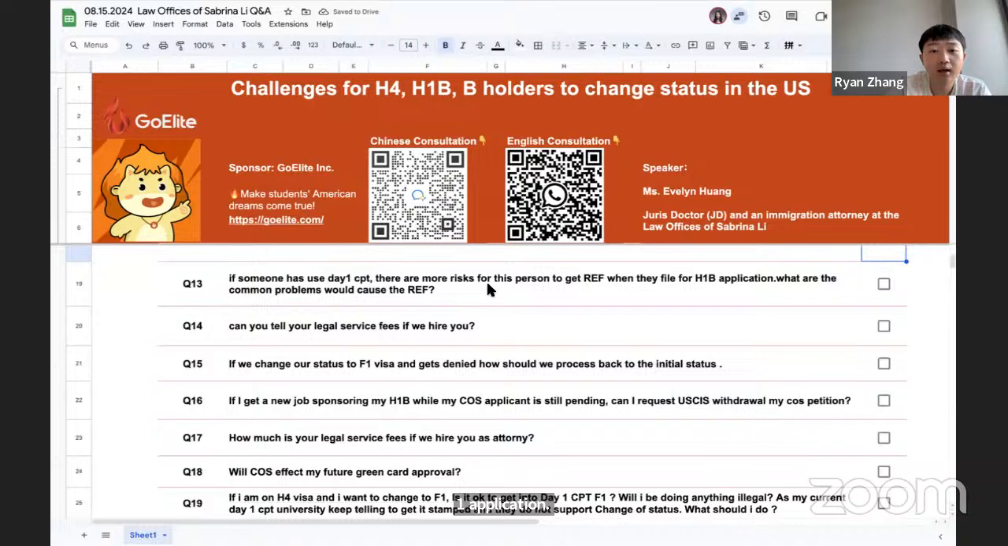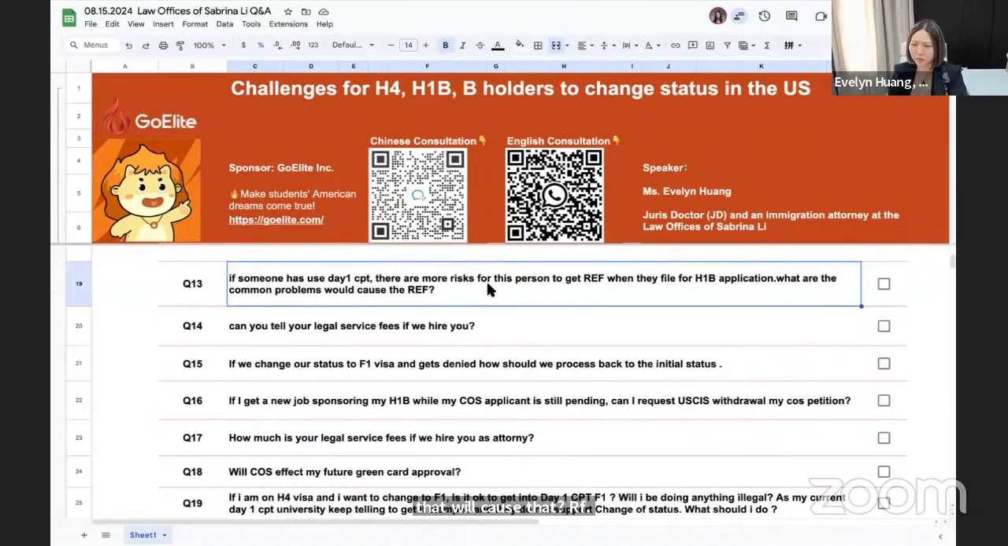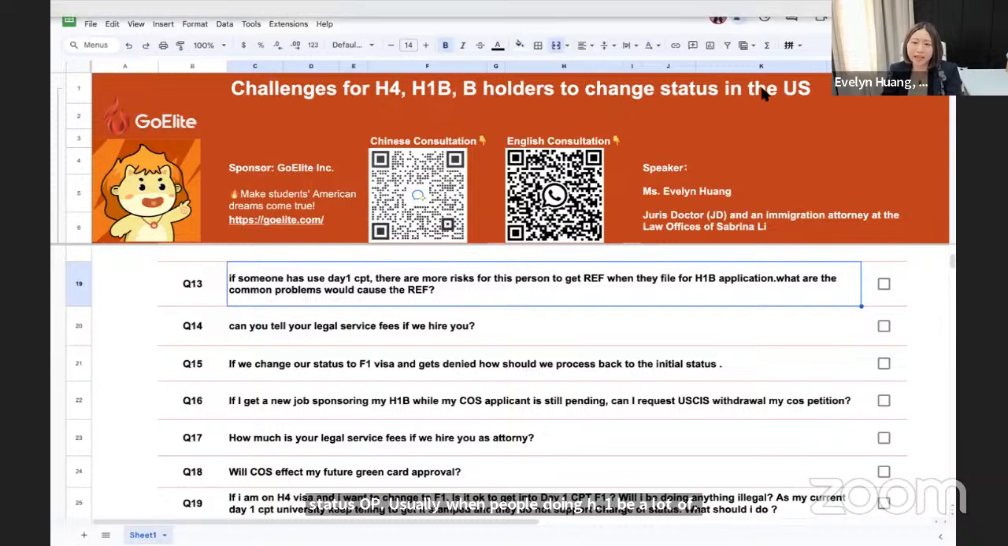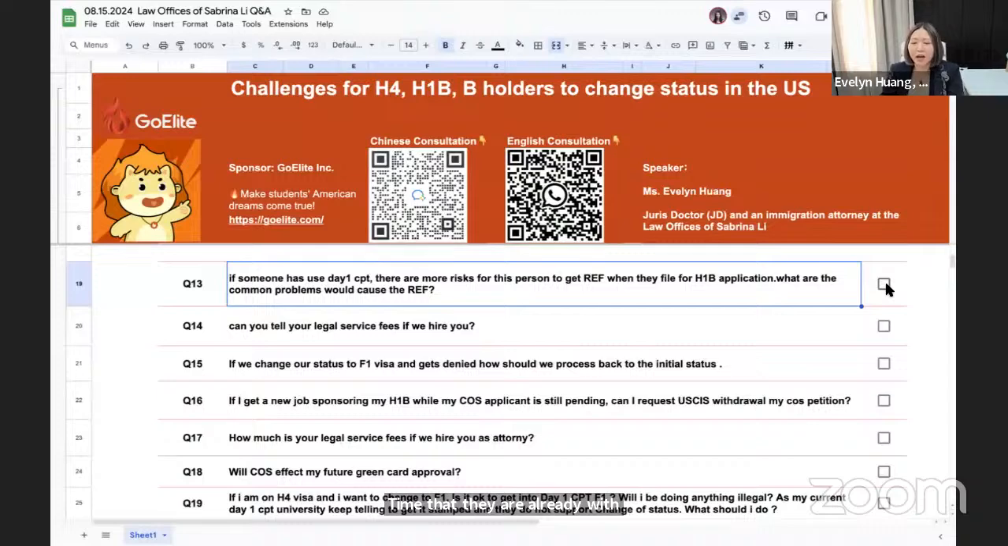If someone has used day one CPT, is there more risk of getting an RFE when they file for H1B? And what are the common problems that will cause that RFE? I assume the RFE is referring to the H1B application. Again, day one CPT is allowed by the law. As long as you do it legally, it should not affect your future application. For common problems with an H1B RFE, I would say maintaining status. Usually when people are doing H1B, a lot of the time they are already with an employer under OPT or even CPT. USCIS does check on their employment record to make sure that you didn't work illegally without authorization, and that you have been in compliance with your OPT terms.